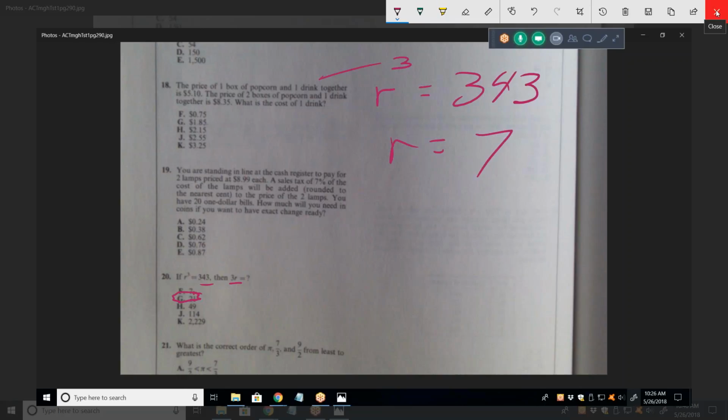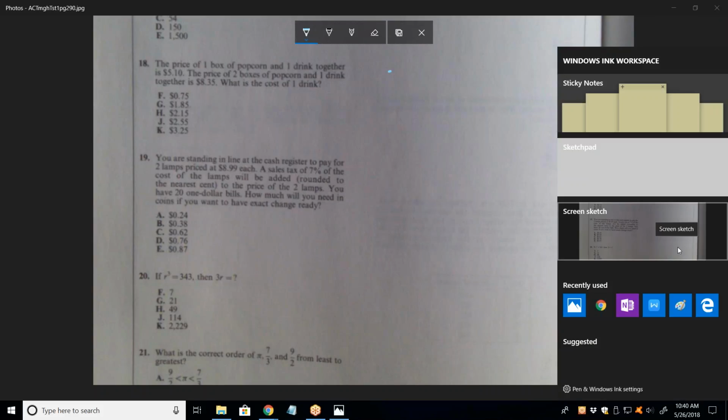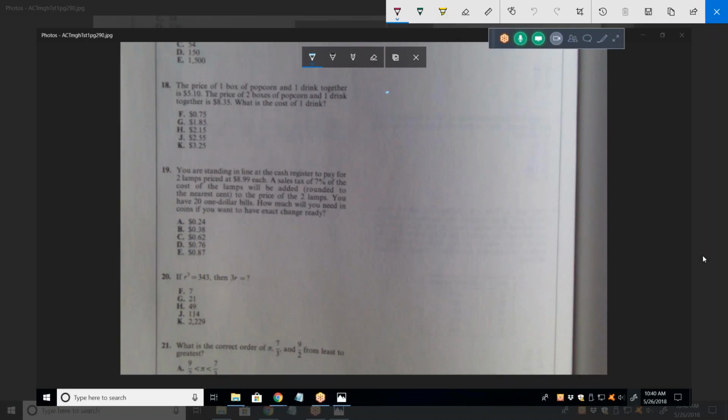So, all right, let's see if we can go to another page. And 21, put those in order. You don't even need the answers. Okay. What you need, because the answers aren't helpful. In other words, here's the three numbers: pi, 7/3, and 9/2. Put those in order from smallest to largest.